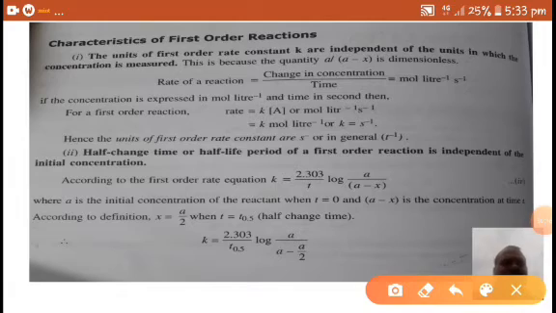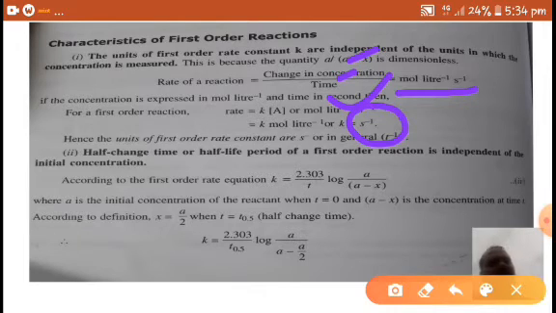The units of the first order rate constant k are independent of the units in which the concentration is measured. The rate of the reaction is the change in concentration by time, so moles per liter per second. For first order reactions, it is second inverse. If we take time in seconds, it is second inverse. We can get these units from the half-life also, right?